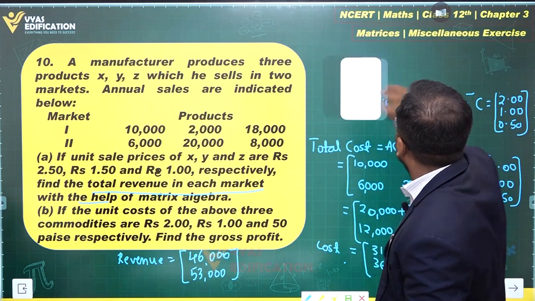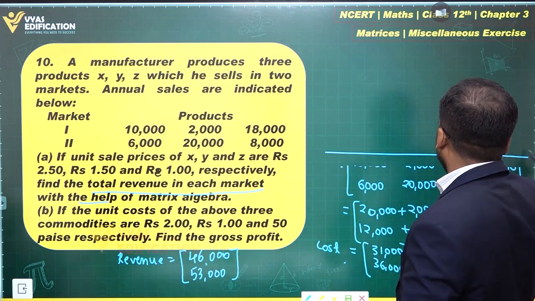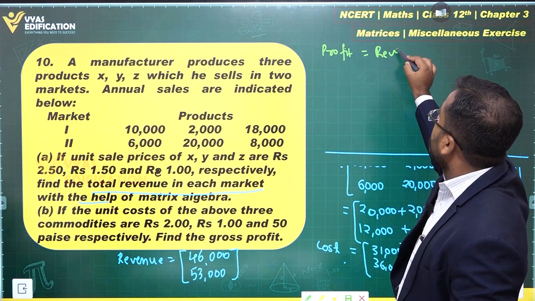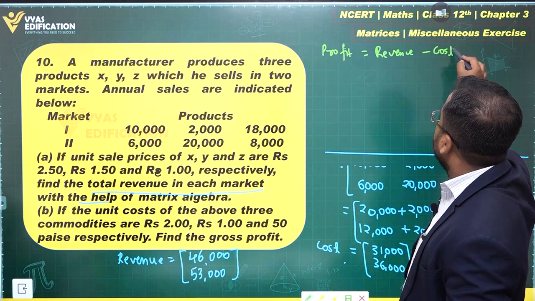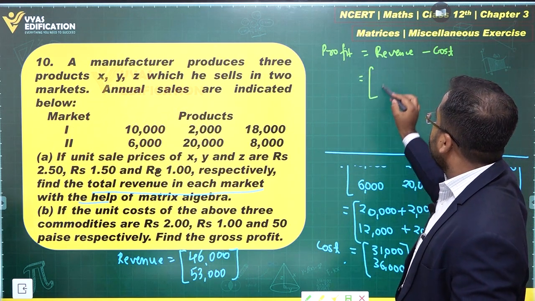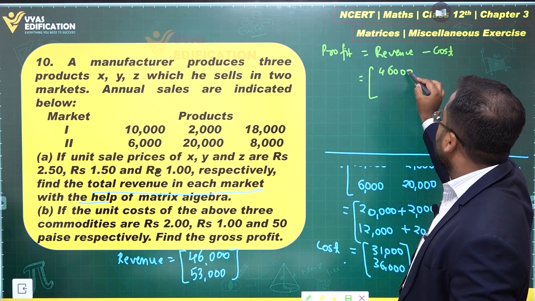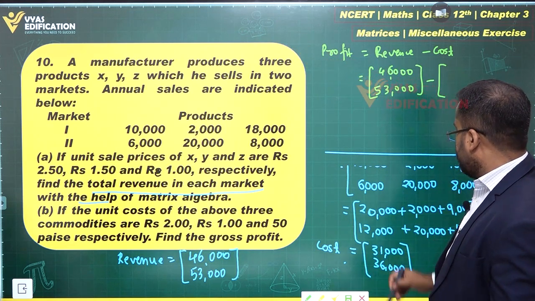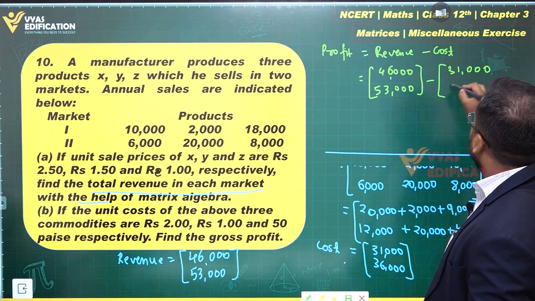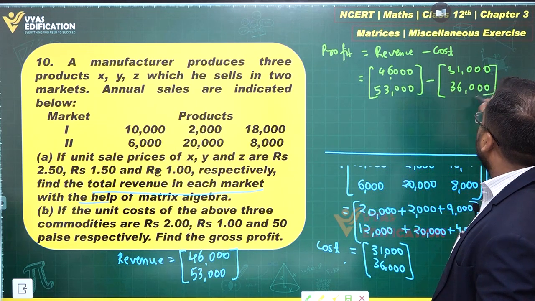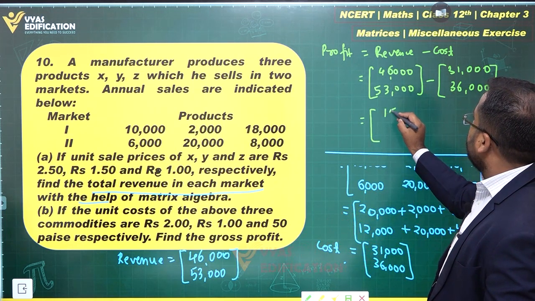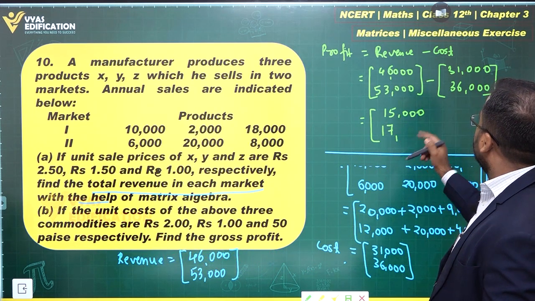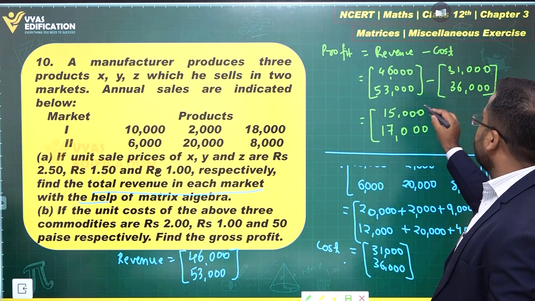So let's find the profit after this. Let's get rid of this. The profit can be found over here. Profit would be revenue minus cost. This is 46,000 and 53,000, minus what you have over here, 31,000 and 36,000. The final value would be 15,000 for the first market, and what you get over here is 17,000 for the second market.